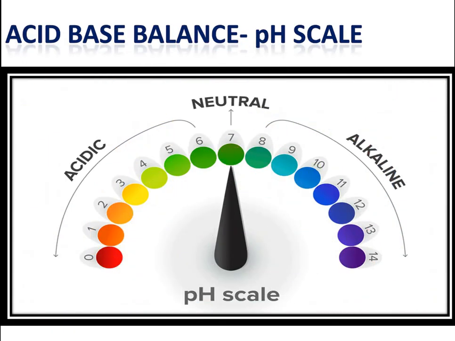And then you can see in the normal pH scale, its value varies from 0 to 14. The neutral value is known as 7. Then pH less than 7 is acidic, and pH greater than 7 is known as basic.